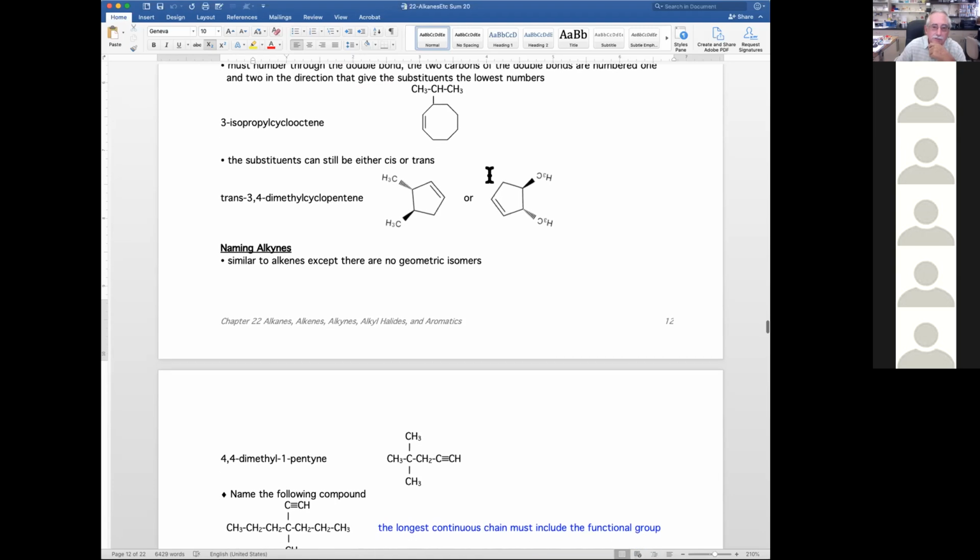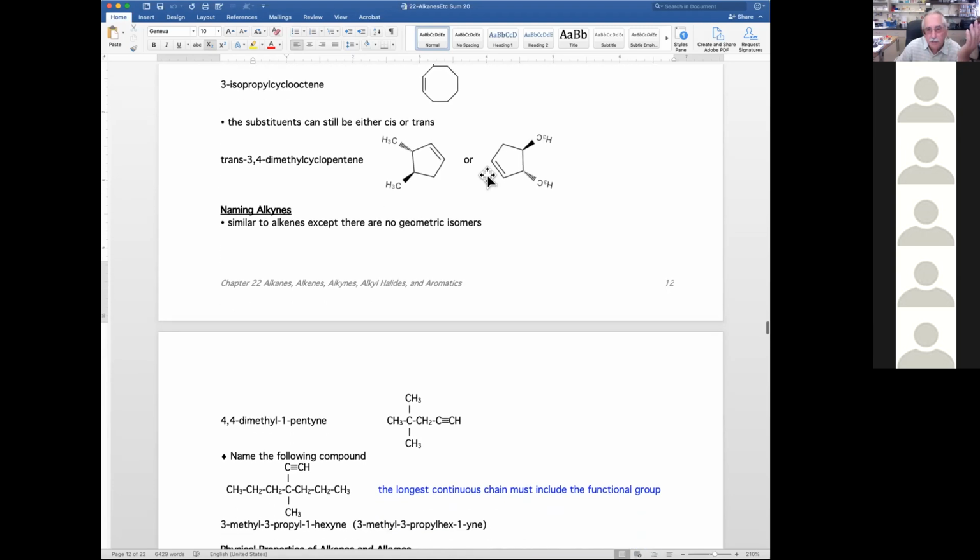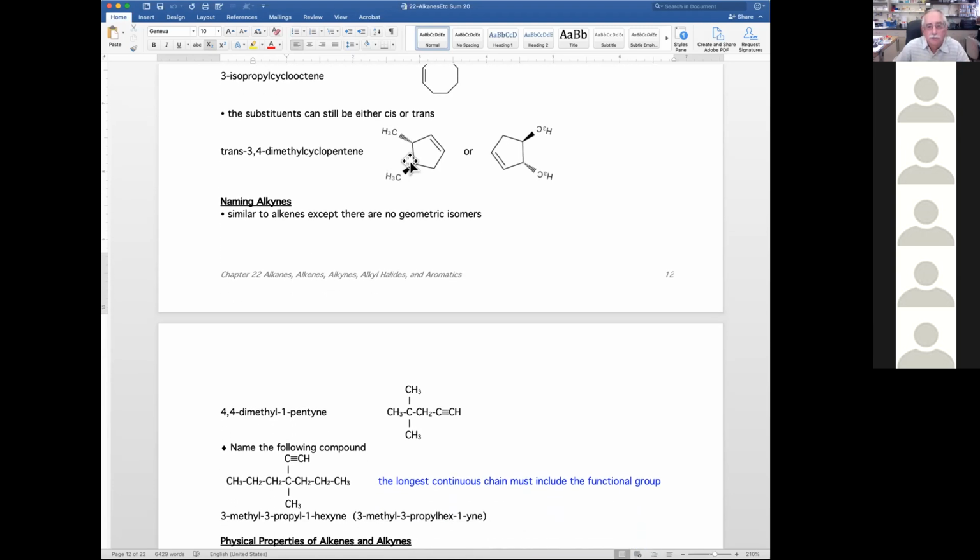And then the substituents can still be cis or trans. So here is 1, 2, 3, 4, 5, right? So cyclopentene. And if I didn't have any substituents, I wouldn't have to say it's 1-cyclopentene. It would just be cyclopentene. But I do have substituents, so I have to give them the lowest numbering system.